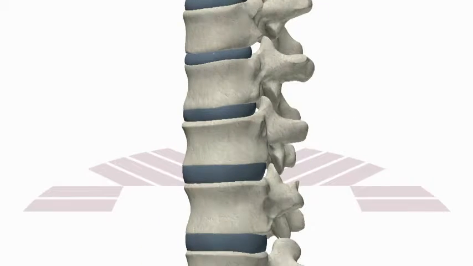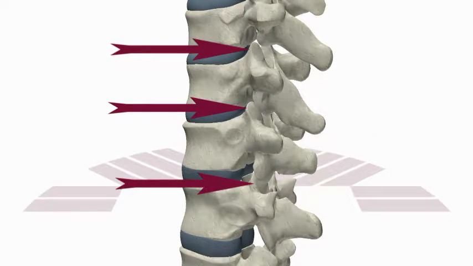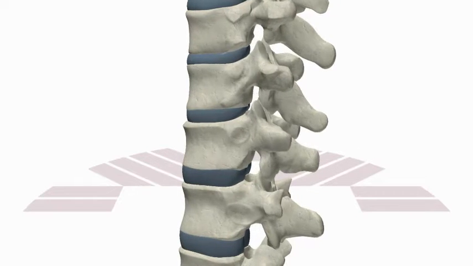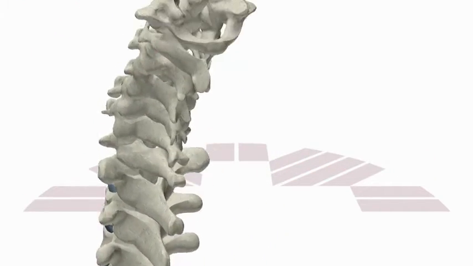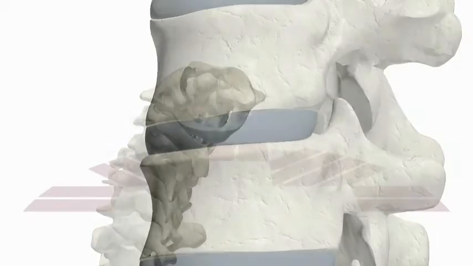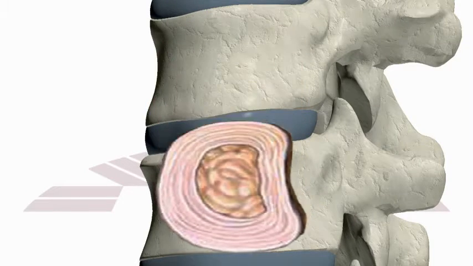The facet joints allow your spine to move freely and play a large role in your overall mobility and range of motion. The spinal canal is the pathway through which your spinal cord runs. Your discs are like soft cushions. They act as a shock absorber for each vertebra. They protect your vertebrae from damage as you go through all of life's activities.